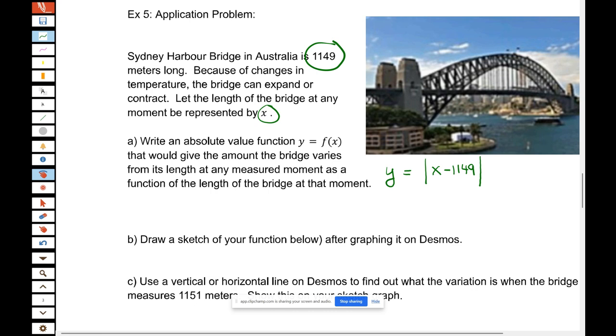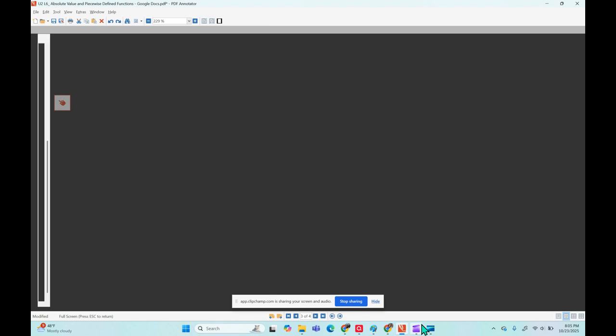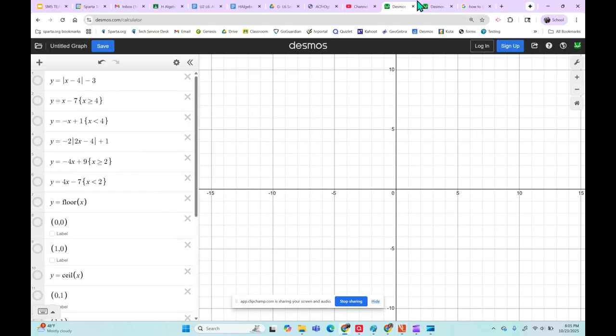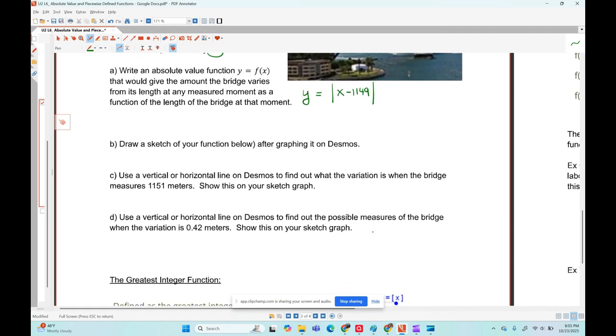I did graph that function on Desmos. It's just a basic absolute value function that has been shifted to the right 1149. So let me just show you that real quick, and then we're going to do some stuff with it. So here's that basic function that's been shifted to the right. I don't even have my y-axis because it's way to the left. You can't see it. All right, so we did that. We'll just say check.